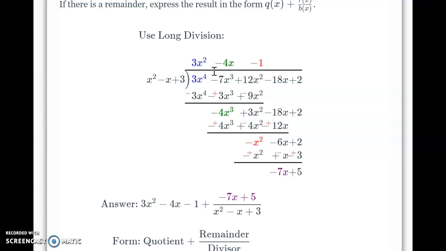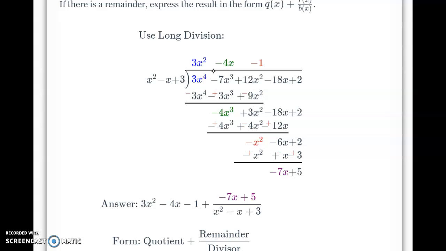Now watch, guys. 3x squared has to be multiplied to all 3 terms. And so my result is x squared times 3x squared is 3x to the 4th. Negative x times 3x squared is negative 3x cubed. Positive 3 times 3x squared is positive 9x squared. Then I switch my signs. I add these going down, so these cancel. This gives me a negative 4x cubed, and this gives me a positive 3x squared.